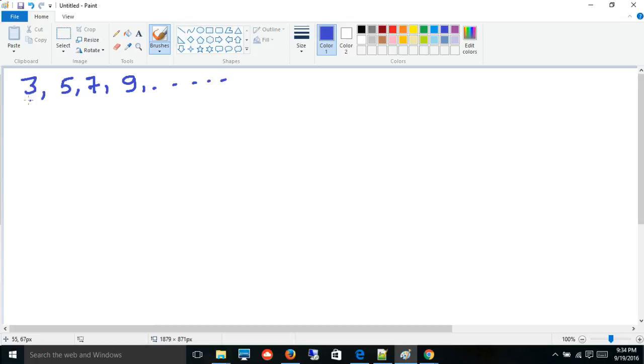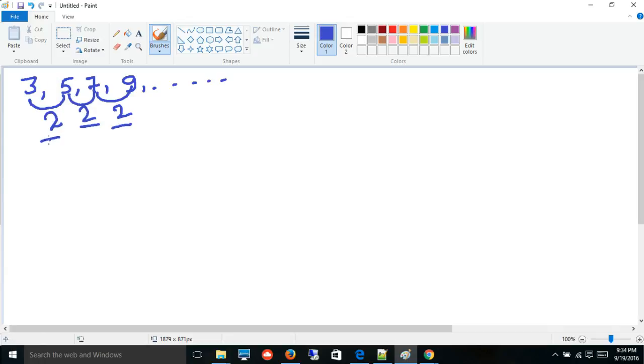How we check whether it is an arithmetic progression or not, I already explained in my previous tutorial. Subtract the second term minus the previous term. So 5 minus 3 comes as 2, 7 minus 5 comes as 2, 9 minus 7 comes as 2. So across the subtraction between two consecutive numbers is the same, so it is called an arithmetic progression.